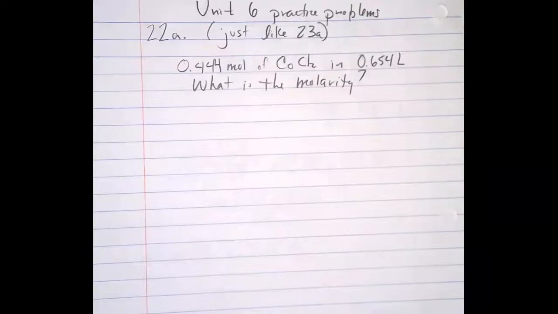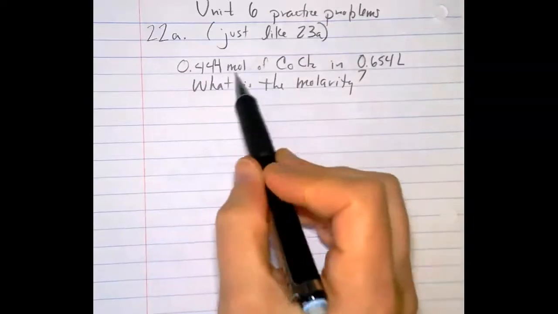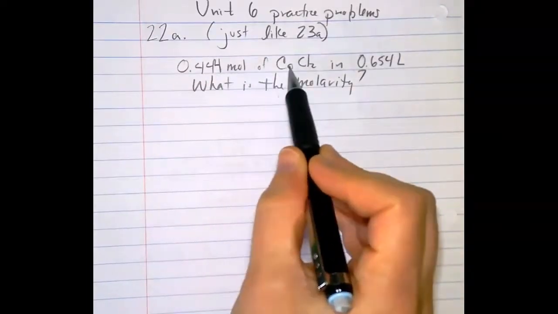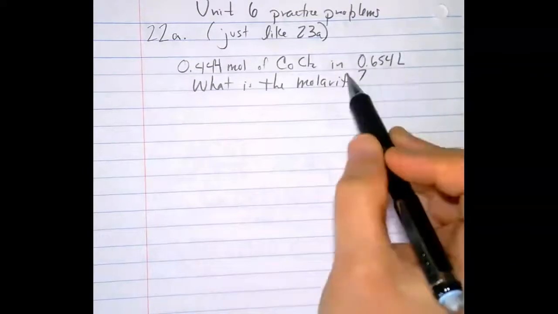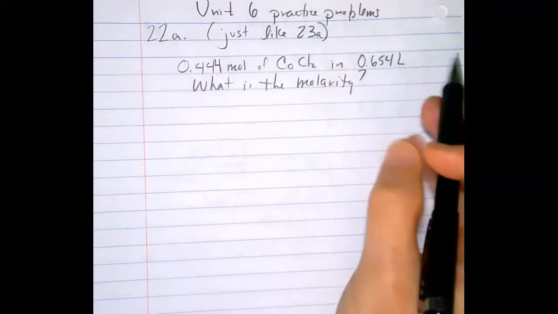Hey everybody, let's do some practice problems. We're in Unit 6. Let's do 22A. It's just like 23A in your homework, only different because I'm not going to do your homework for you. It gives me 0.444 moles of COCl2 in 0.654 liters.